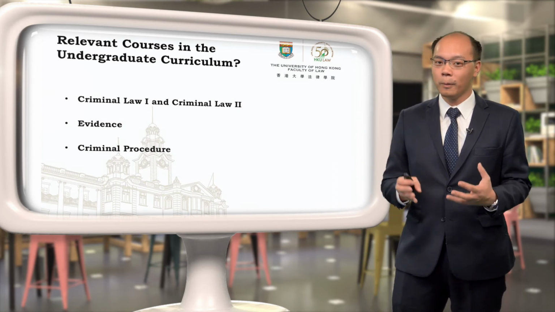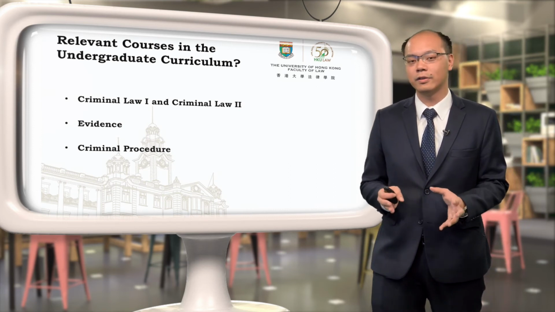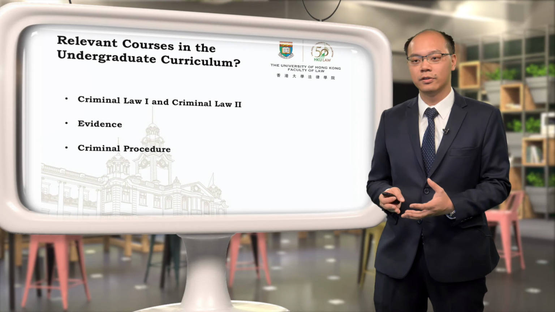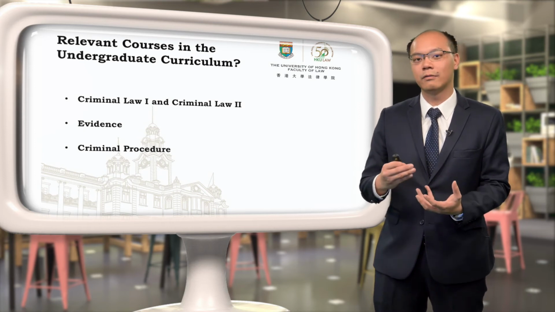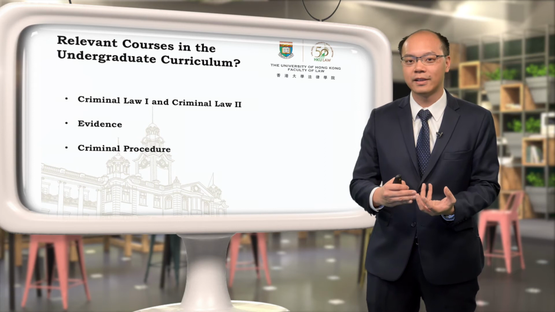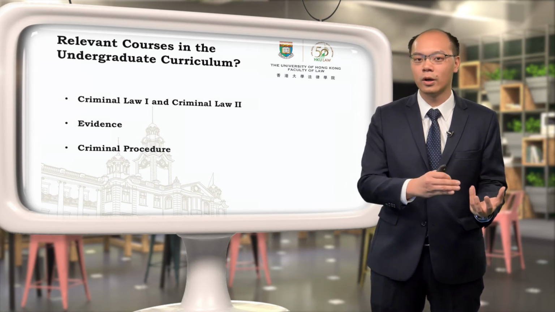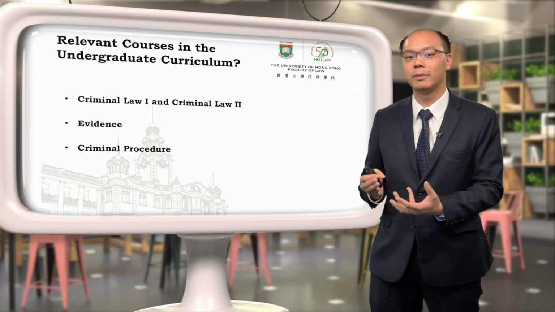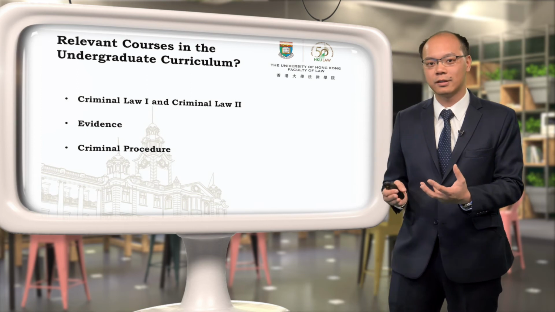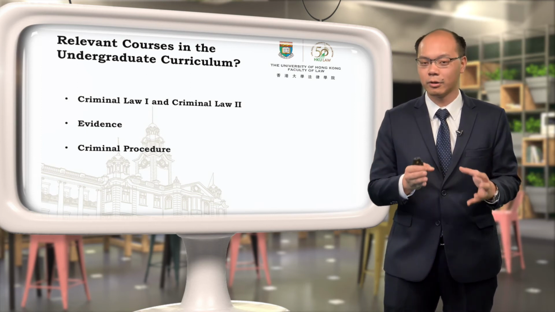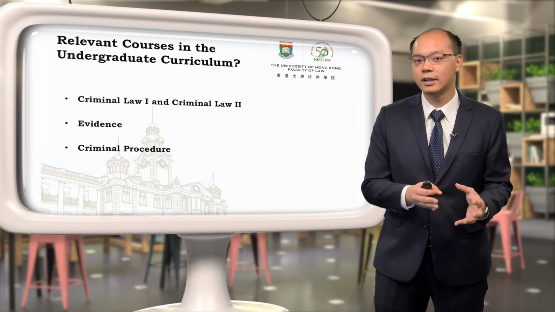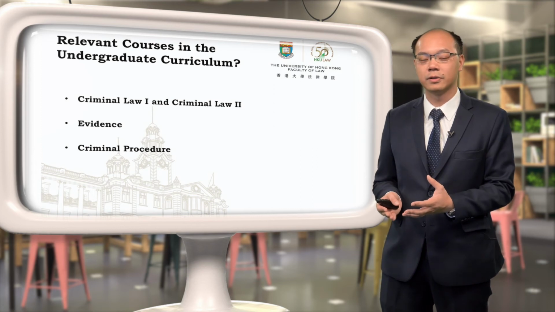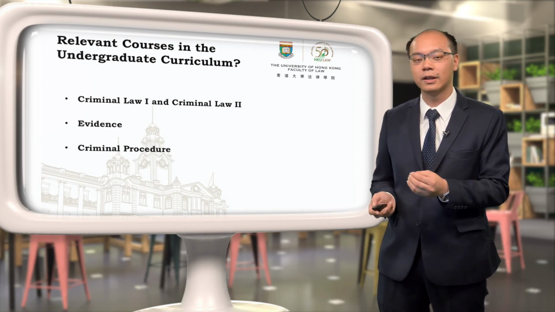The topics which we're going to discuss today would be relevant to several undergraduate courses of our LLB curriculum at HKU. Obviously we'll deal with something related to criminal law when we talk about elements of offense, so it's related to Criminal Law 1 and Criminal Law 2 of the University of Hong Kong LLB curriculum. Once you've completed the criminal law courses, then in your senior year, you have a chance to study courses like evidence and criminal procedure. So these courses are also relevant to something we're going to discuss today.